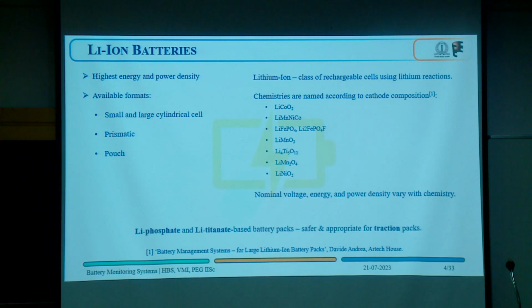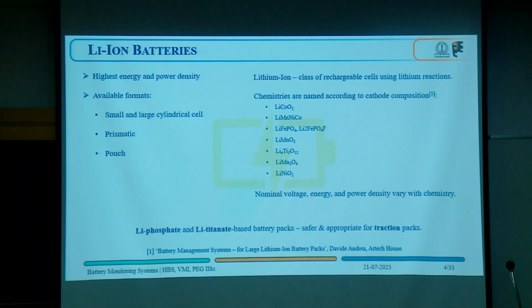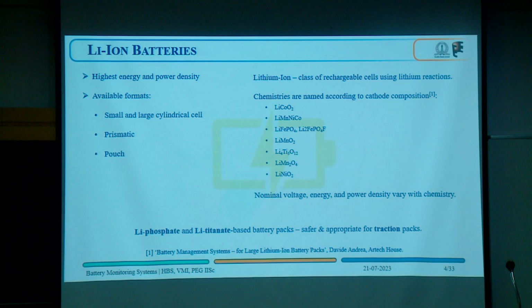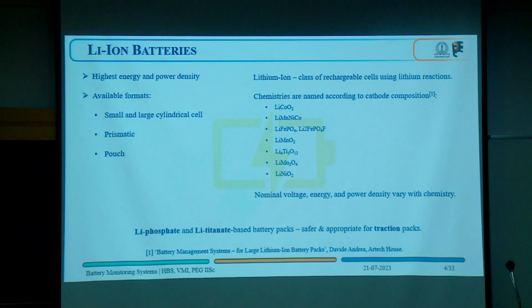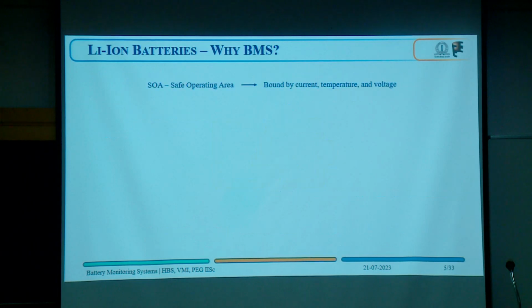For traction purposes, based on literature, lithium phosphate and lithium titanate based battery packs are widely used because of their safety and their energy density. According to references, these are the widely used chemistries for traction purpose. So coming to why BMS.